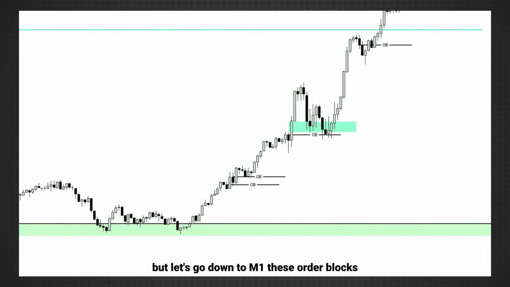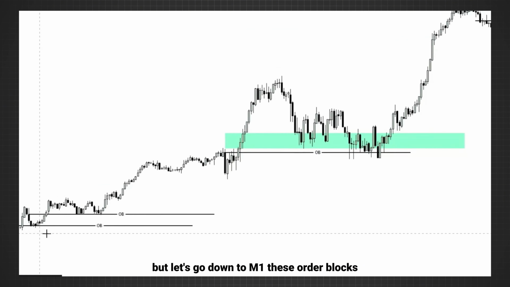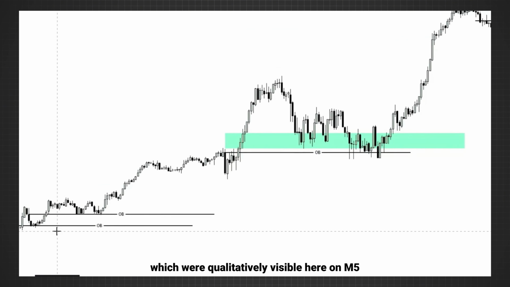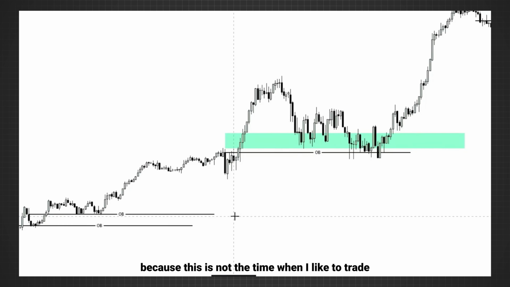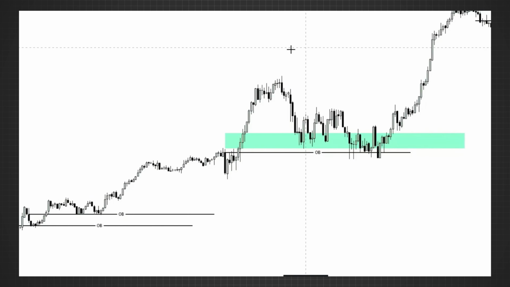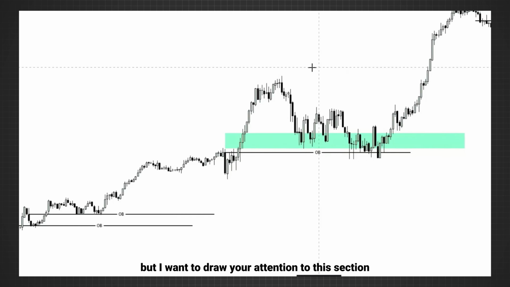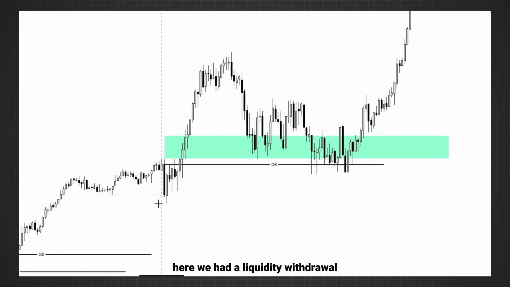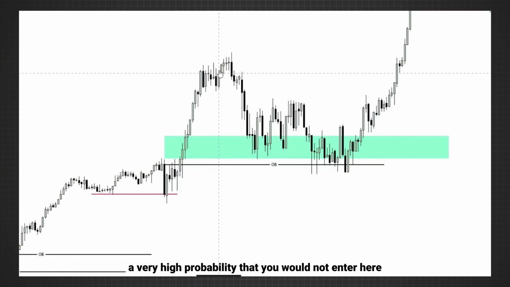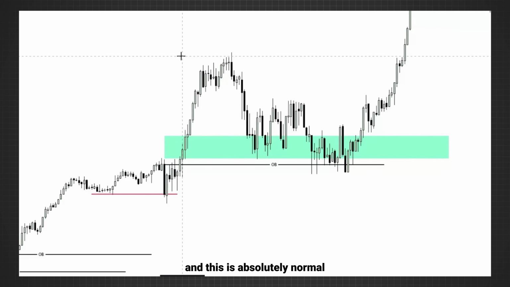But let's go down to M1. These order blocks, which were qualitatively visible here on M5, I would most likely not enter. First of all, because this is not the time when I like to trade. And secondly, I would wait for the opening of the American session, but I want to draw your attention to this section. What was the order flow here? Here we had a liquidity withdrawal, then everyone was thrown out of the market, and the price started to run away. There is a very high probability that you would not enter here, and this is absolutely normal.